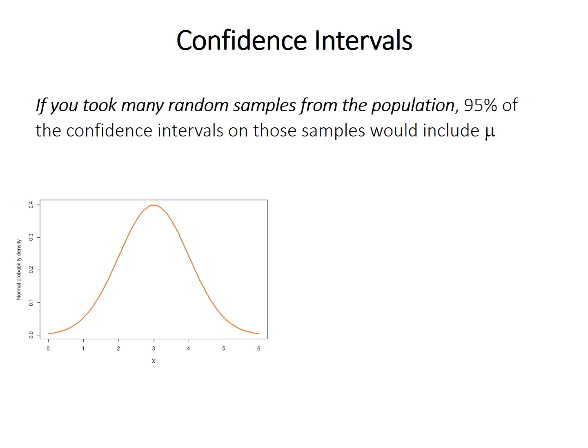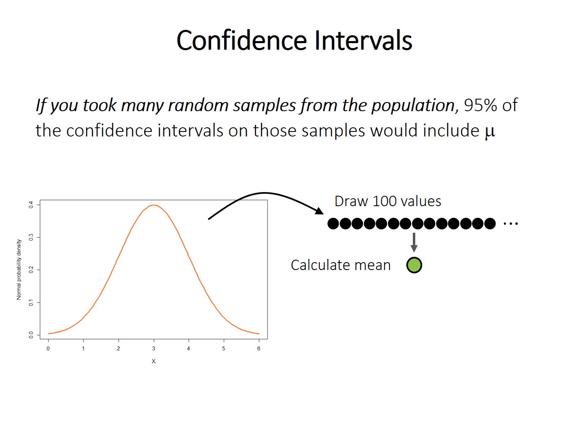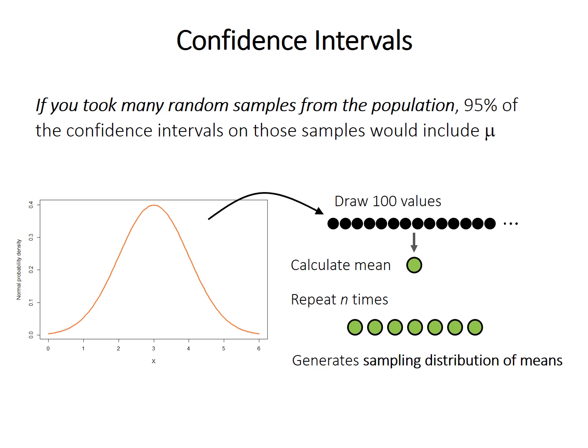We can simulate this method by saying, okay, let's take a random sample of 100 values from our population with a known mean and a known standard deviation. We'll calculate the mean of that sample, so the green dot is now a sample mean, which is an estimate of our original population mean. We can repeat that process many times, like 10,000 times or whatever, to generate something called a sampling distribution of means. Each of these green circles here is a sample mean. For each one, we've drawn 100 values from our population and calculated that sample mean.